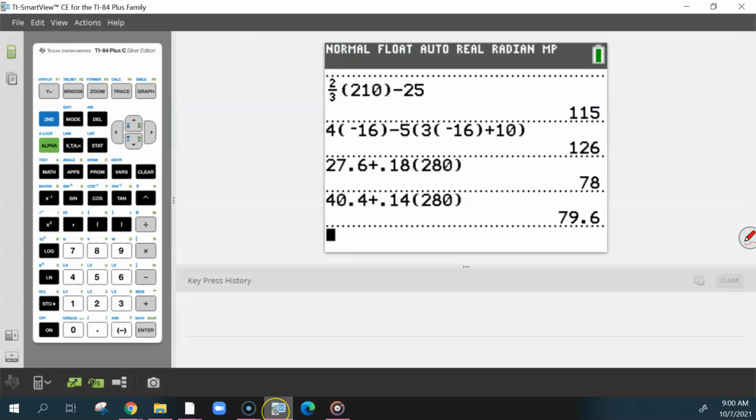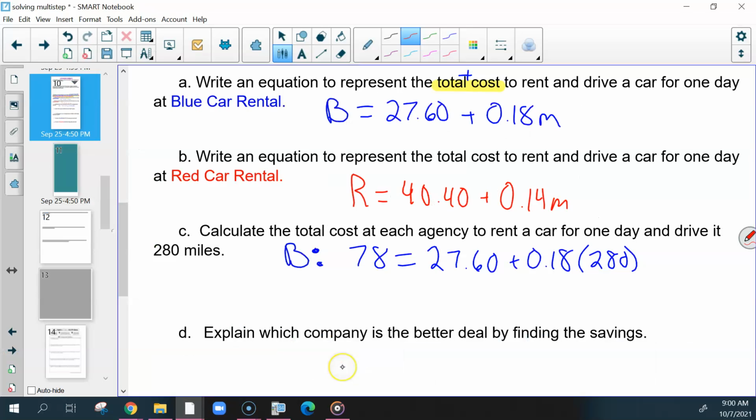So in your calculator, you would put in 27.6 plus 0.18 times 280. That's 79.6, but I'm going to go back and write that first and then put the total.